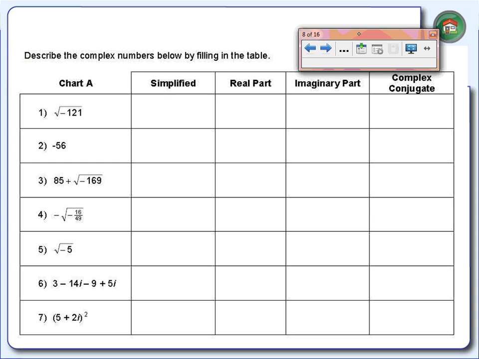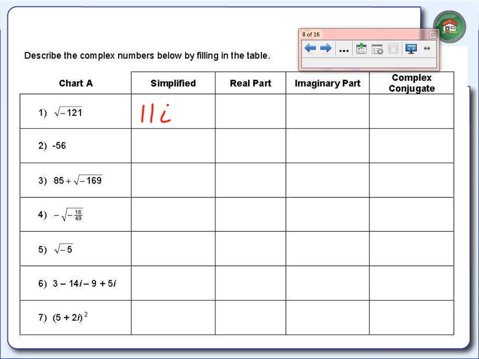Over here, they ask us to describe the complex numbers below by filling in the table. So, for number 1, the first thing we need to do is simplify the square root of a negative 21. So, Marisha, what's the square root of a negative 21? 11i. That's the first part.